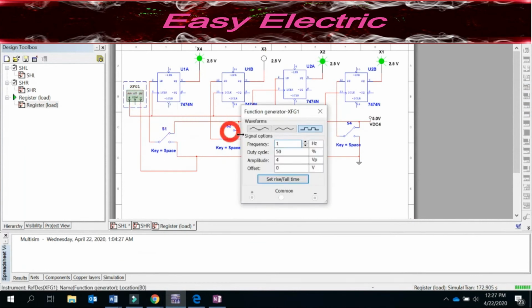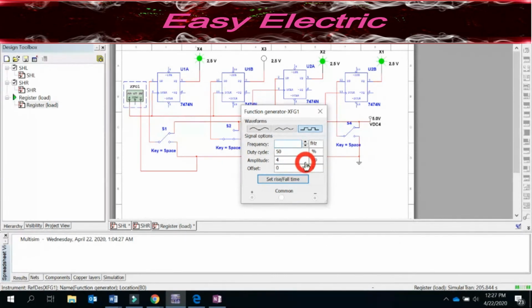That means you need to come here. I want to increase that. If you want a longer period, you need a smaller frequency. The previous one was 1. I'm changing that to 0.1. Okay, 0.1.